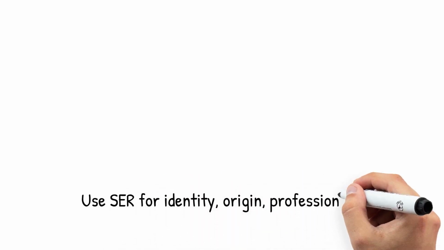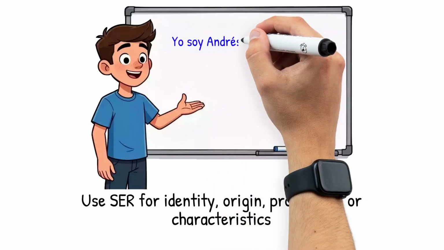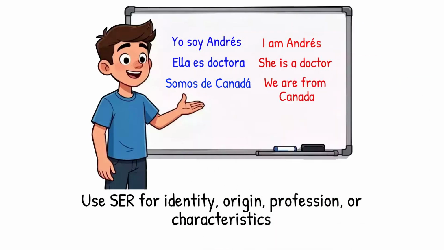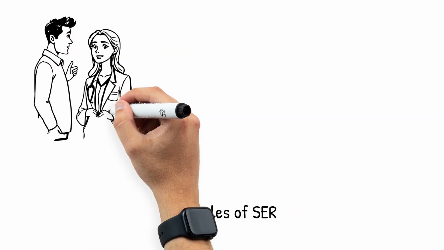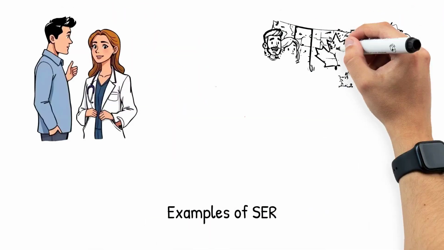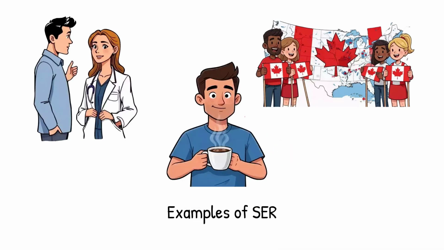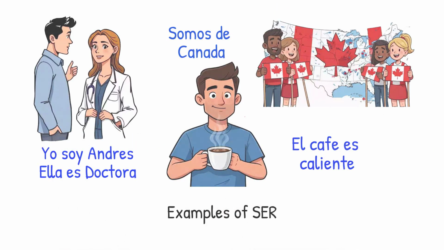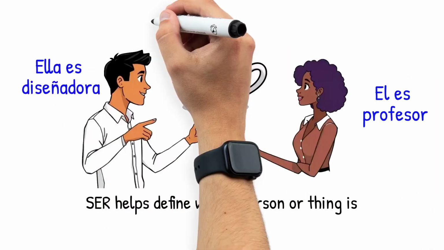Ser, what something is. Use ser when you describe identity, origin, profession, or a basic characteristic. Think of ser as the "what is it" verb. For example, "yo soy Andrés," I am Andrés. "Ella es doctora," she is a doctor. "Somos de Canadá," we are from Canada. "El café es caliente," coffee is hot, as a general characteristic. Ser helps you define the person or thing.